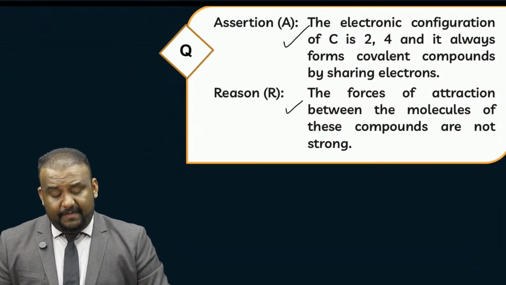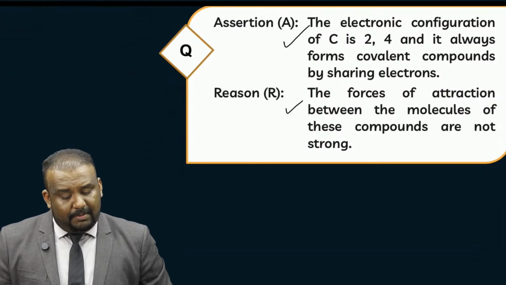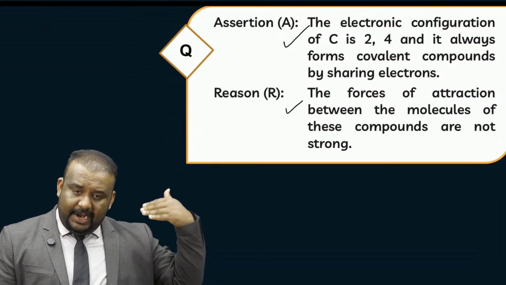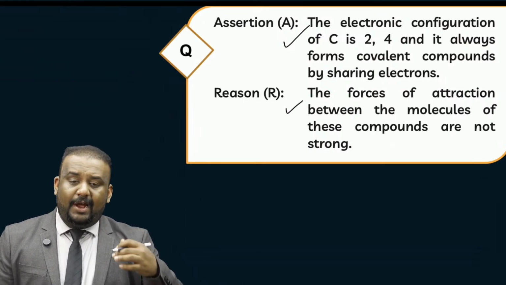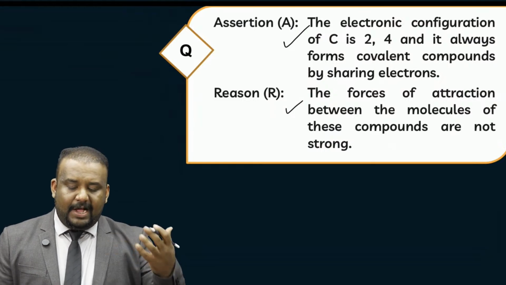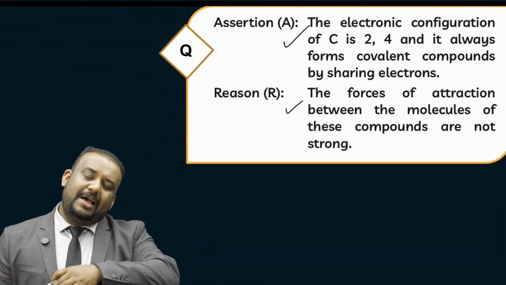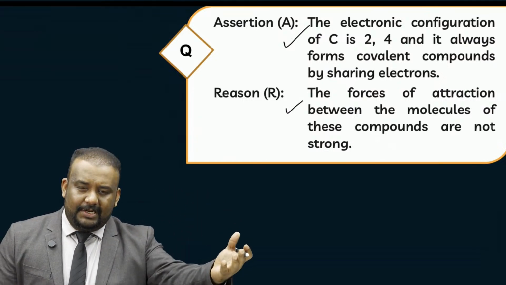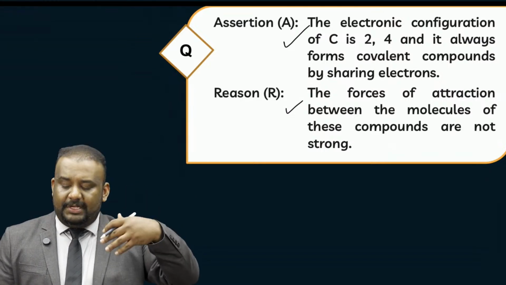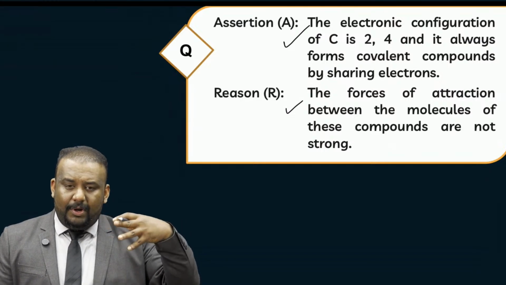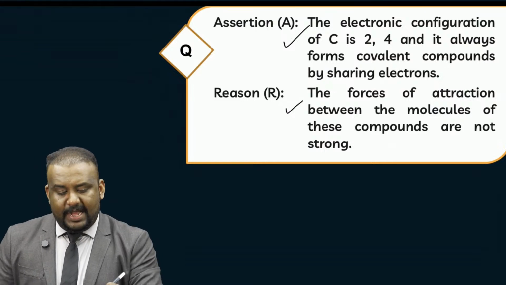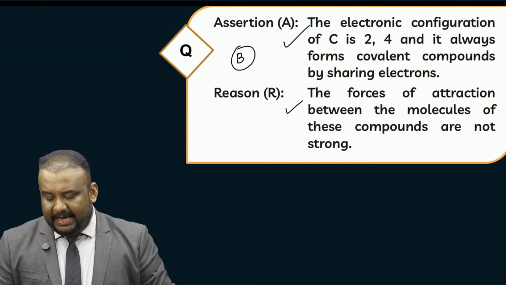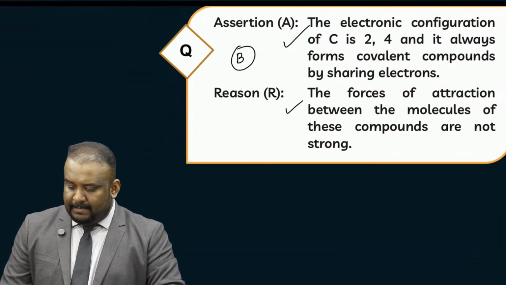So here we have electronic configuration of carbon is 2,4, and it always forms covalent compounds by sharing electrons. That is true. The next statement is also true, but they are not dependent statements. Why carbon forms covalent compounds is another reason. What is the reason? If it loses 4 electrons, it requires so much energy. If it gains 4 electrons, its nucleus is not strong enough to hold on to those 10 electrons. So the answer has to be B. They are not dependent statements. Clear? Yes.